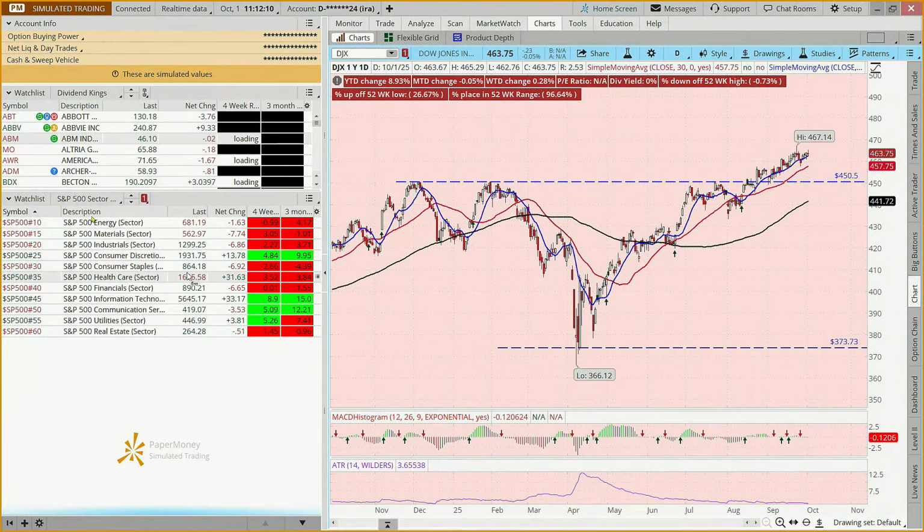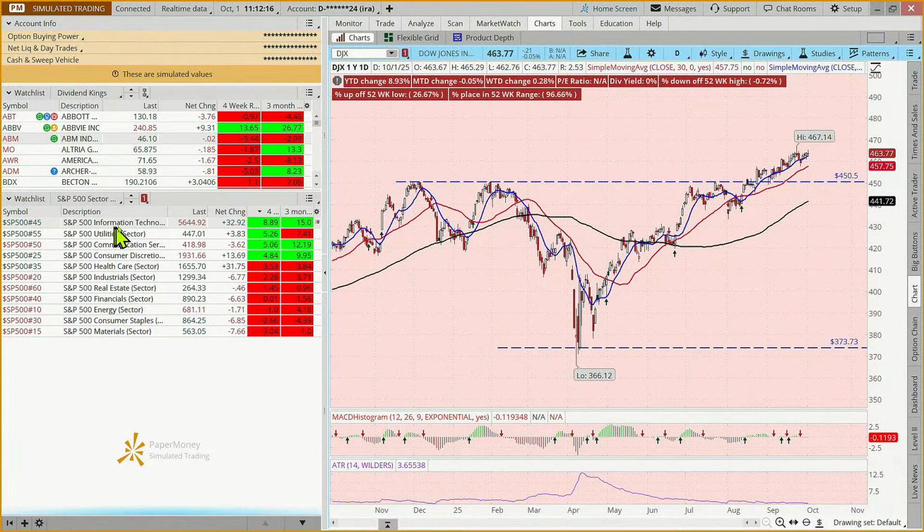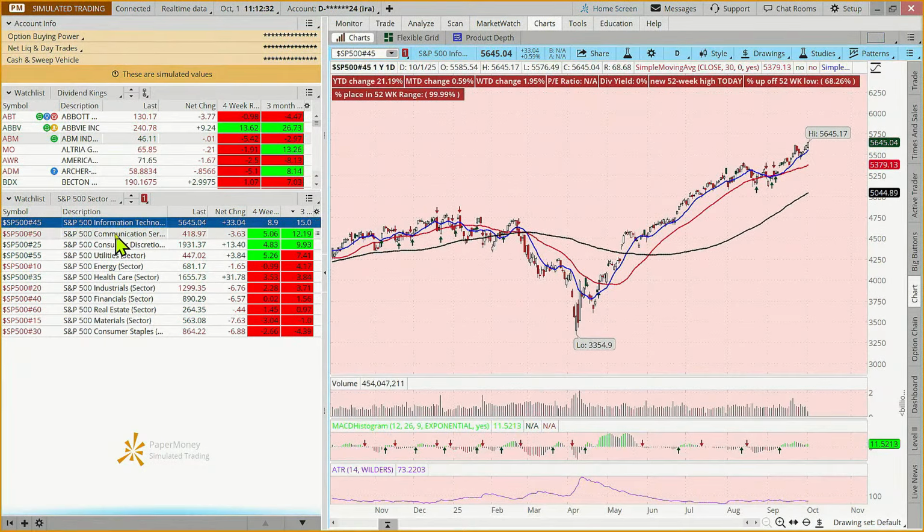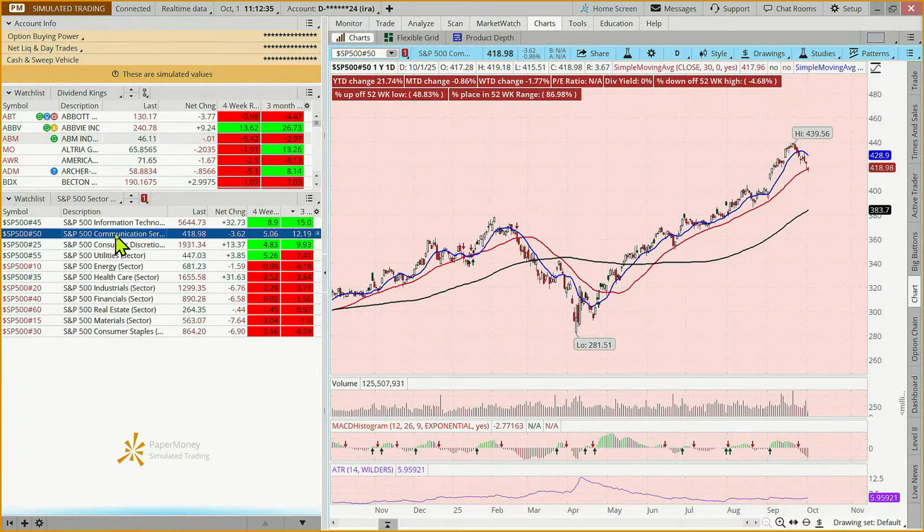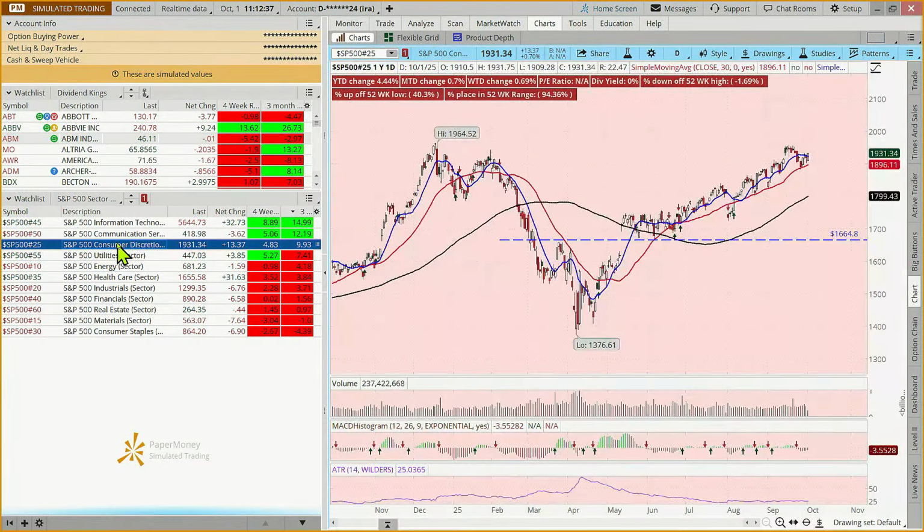So now I can see all the sectors, and if I very quickly want to see which have been the strongest sectors: tech, utilities, communications, and consumer discretionary in the last 4 weeks; over the last 3 months, tech, communications, consumer discretionary. So I can click on tech, see it's hitting a new all-time high. Communication services pulling back a bit. Consumer discretionary, you know, it's been strong.